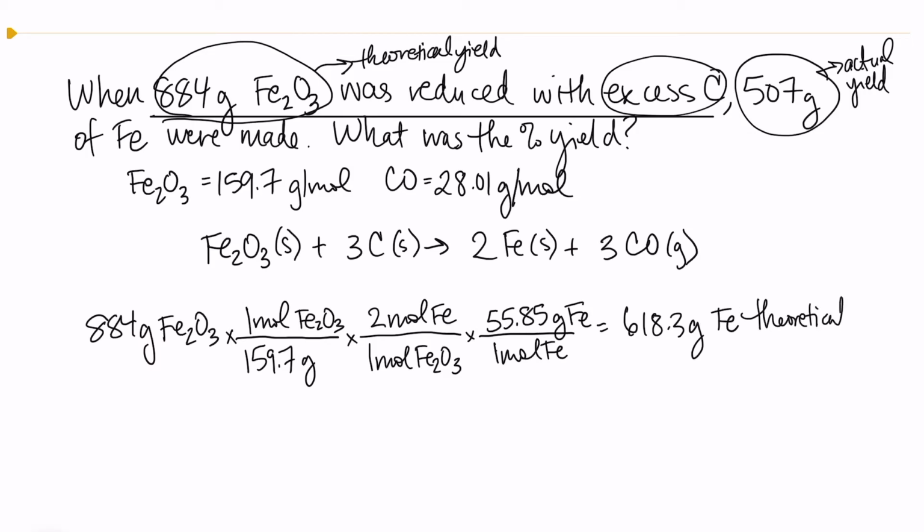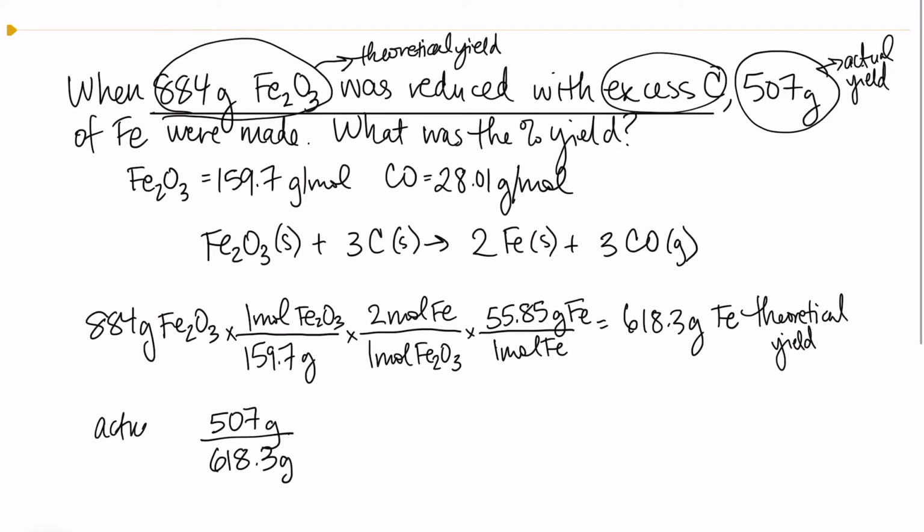Theoretical yields are always going to be the result of a stoichiometric calculation. If everything goes perfectly, this is what would happen. But now they told me I only made 507 grams. So 507 divided by 618.3, this is my actual over theoretical. So that's going to give me my fraction. I multiply by 100% to get it in percent.